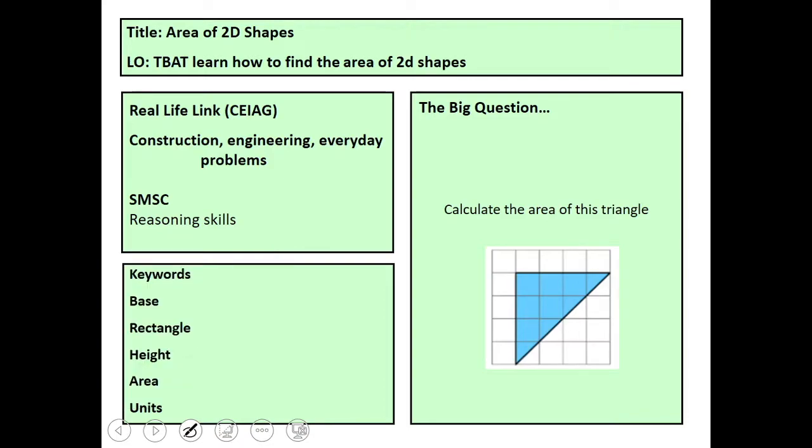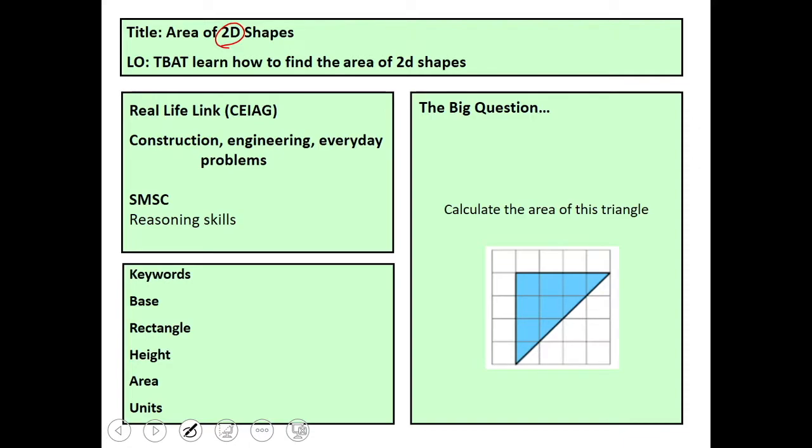Hey students, today we will be working out the area of 2D shapes. Now some of you might be confused, you must be thinking, oh, what does 2D mean? 2D basically means two-dimensional. All the shapes that we covered a couple of lessons ago, such as the square, the triangle, and a rectangle, those are all two-dimensional shapes. So the learning objective is to be able to find the area of these 2D shapes.